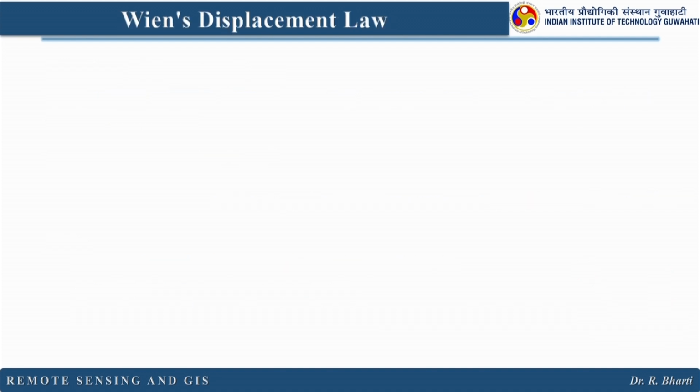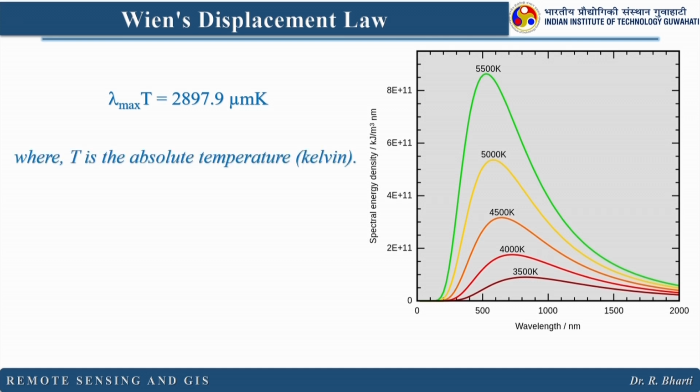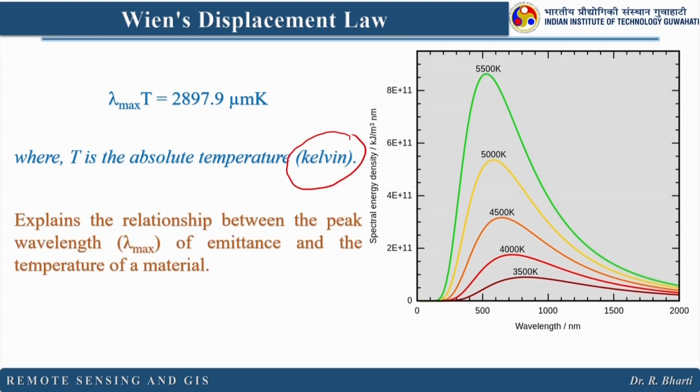The next concept is Wien's displacement law, where lambda max T is equal to this number, right? T is the absolute temperature, which is always considered in Kelvin, and it explains the relationship between the peak wavelength of emittance and the temperature of the material. So if you know the temperature of the material, you can always find lambda max, that is, at which wavelength this material will give you maximum emissivity, right?